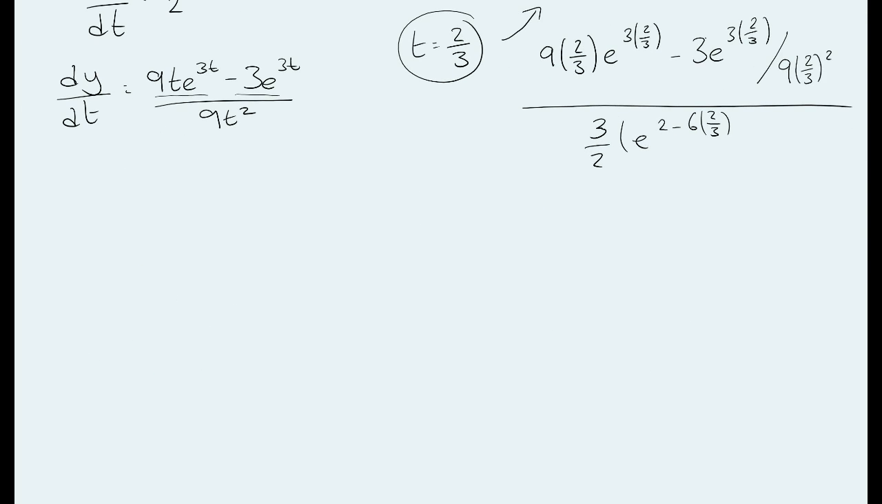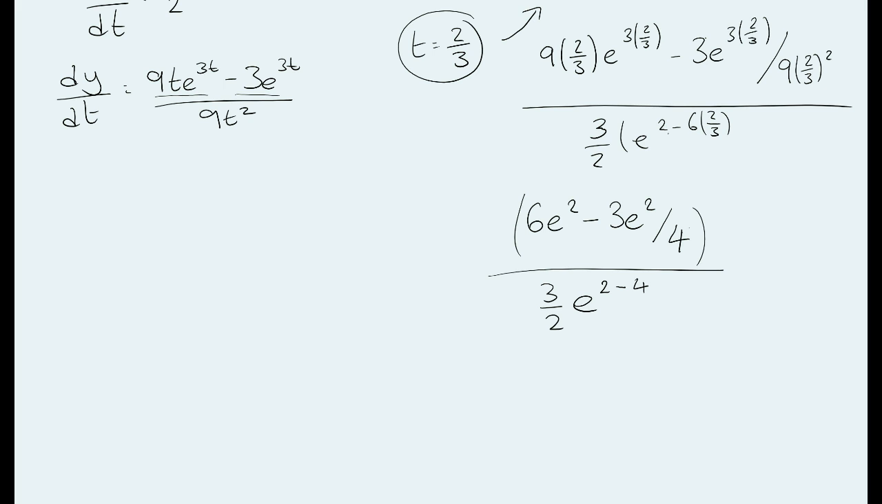So I've got 9 times 2 over 3, so 18 over 3, which is 6 e to the 2 minus 3 e to the 2. And that numerator is being divided by 9 times 4/9. 4/9 is what happens when we square 2 over 3, times that by 9. Obviously the 2 9s cancel, leaving me with 4 over there. So that's my numerator, and all of that is being divided by 3 over 2 e to the, and if we have a look at what's going on here, I've got 2 minus 12 over 3, which is 4.